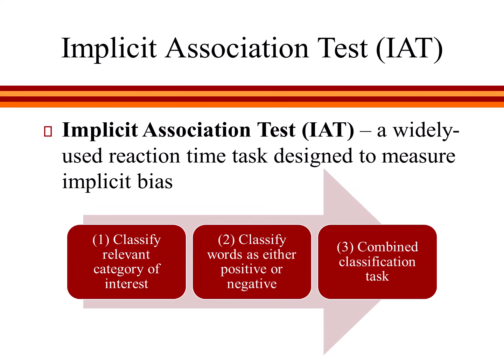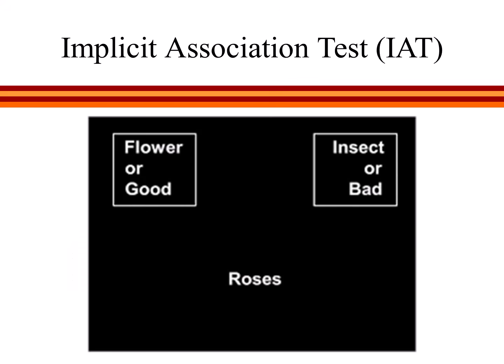And in the third stage, these two categorization tasks are combined into one. So you would be shown a series of words on the screen that are either positive or negative, and you'd be shown words that relate to either flowers or insects. You would be instructed to press one key for words that are either positive or that relate to flowers, and you would press a different key for words that are either negative or that relate to insects. And lastly, these pairings are flipped. So you would press one key for words that are either positive or that relate to insects, and a different key for words that are either negative or that relate to flowers.